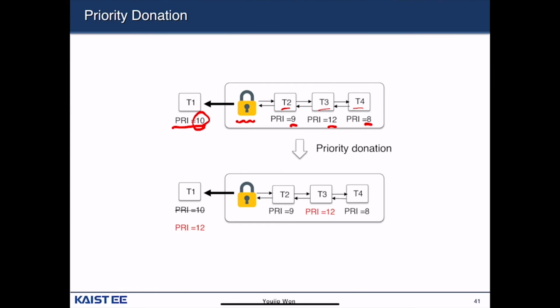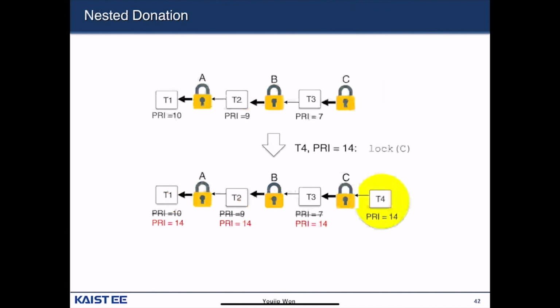But if we employ priority donation, then the lock holder's priority becomes the priority of the highest priority thread. So here there are three threads, T2, T3, and T4. T2 has priority 9, T3 has priority 12, and T4 has priority 8. Among these threads, thread 3 donates its priority to thread 1. This is priority donation.